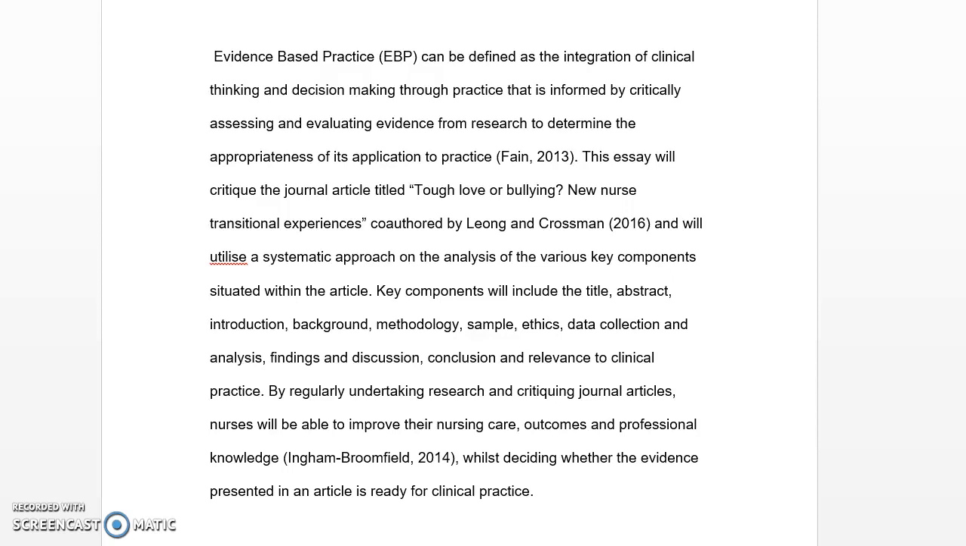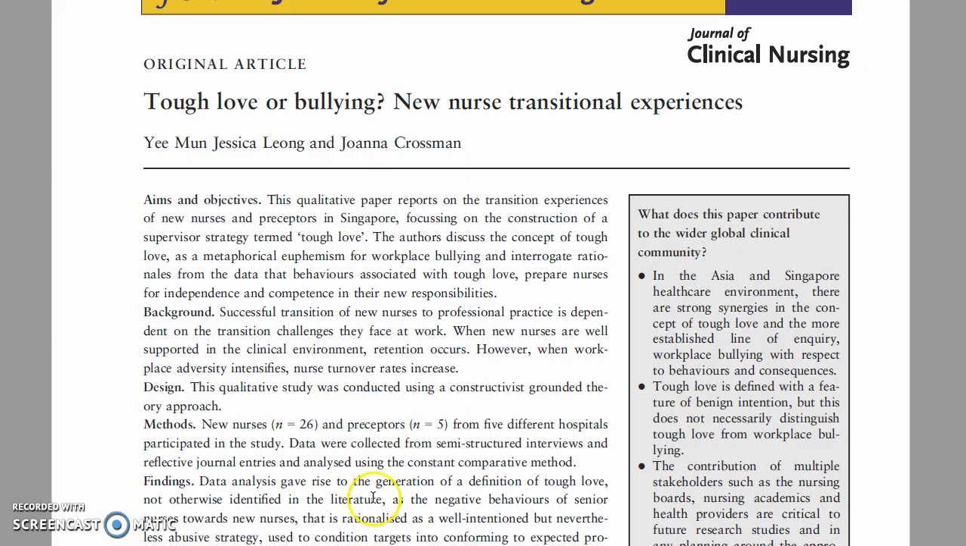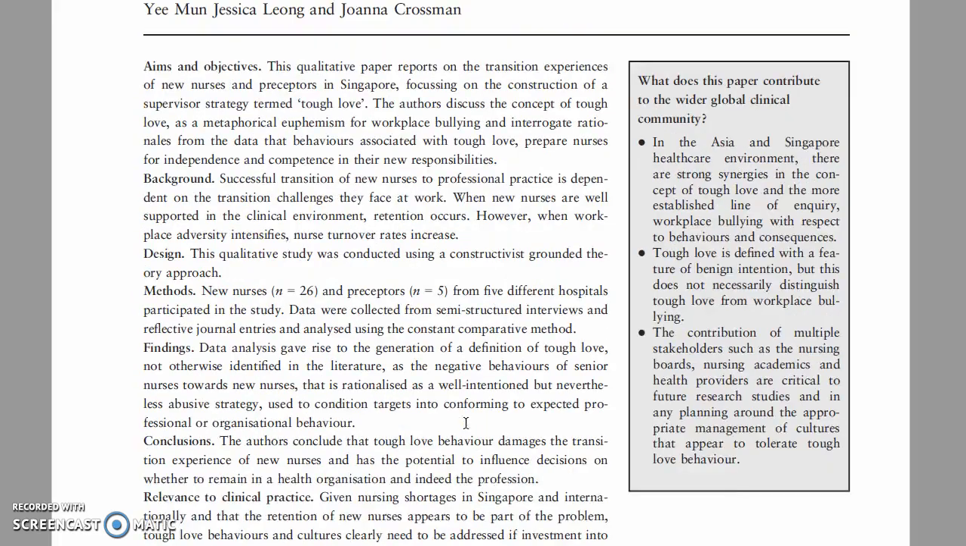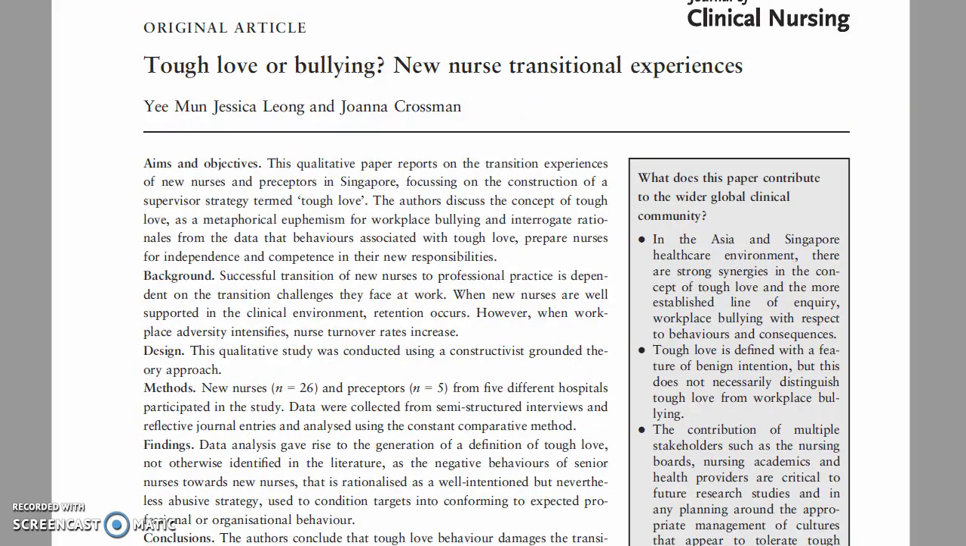Hi everyone. I've decided to do a couple more recordings on what a good critique looks like, looking at a range of different styles of writing and articles so that you can have a look at that. Today's writing is a critique on an article called Tough Love or Bullying, New Nurse Transitional Experiences, and you can go and have a look at that yourself out of the library. It's from the Journal of Clinical Nursing and it's a 2016 article. Okay, so go and have a look at that.